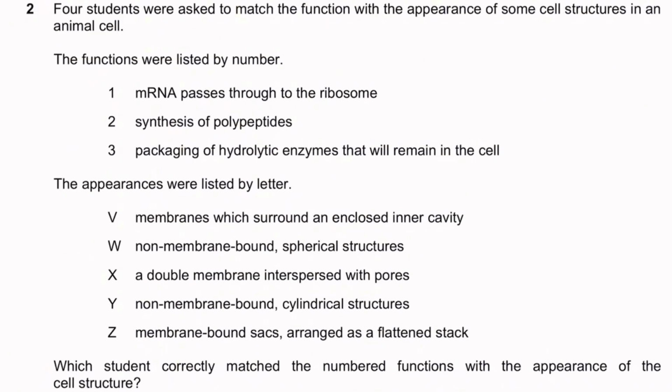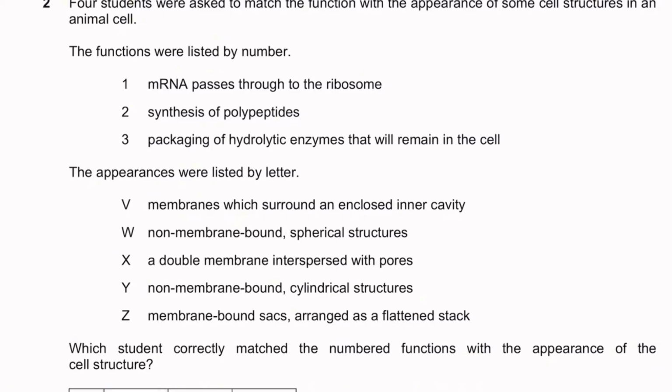Question 2. Students were asked to match the function with the appearance of some cell structures in an animal cell. The functions were listed by number. 1: mRNA passes through to the ribosome. 2: synthesis of polypeptides. 3: packaging of hydrolytic enzymes that will remain in the cell. The appearances were listed by letter. V: membranes which surround an enclosed inner cavity. W: non-membrane bound spherical structures. X: a double membrane interspersed with pores. Y: non-membrane bound cylindrical structures. And then Z being membrane bound sacs arranged as a flattened stack. Which student correctly matched the numbered functions with the appearance of the cell structure?